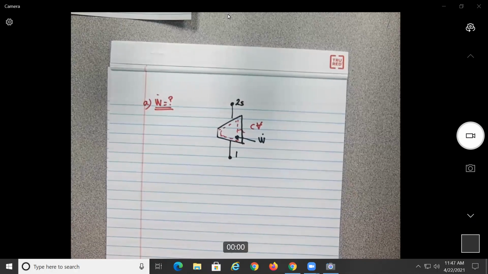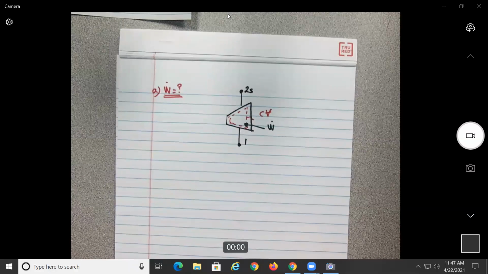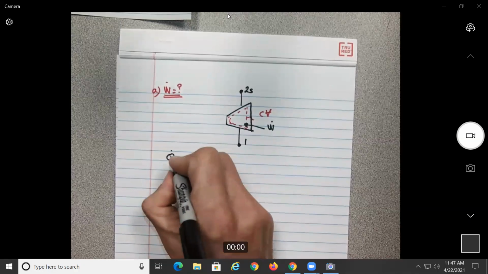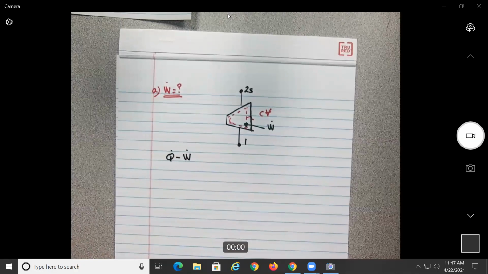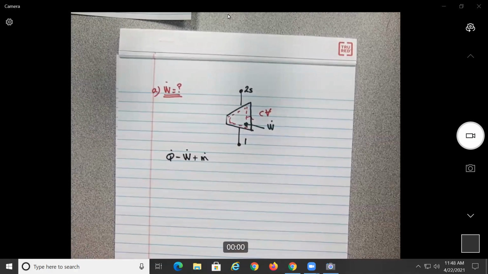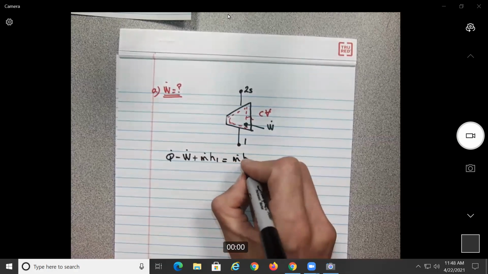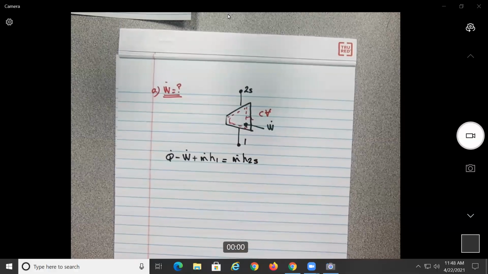So if we apply the first principle of thermodynamics to this system, what do we get? Heat transfer minus power plus m dot h1 equal to m dot h2S.